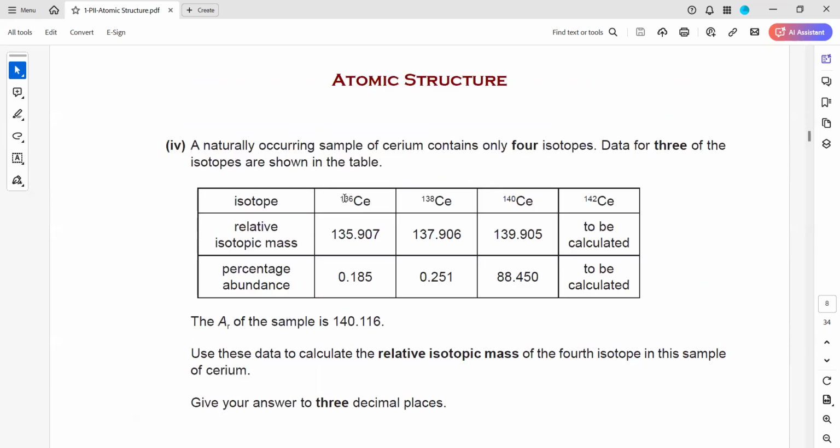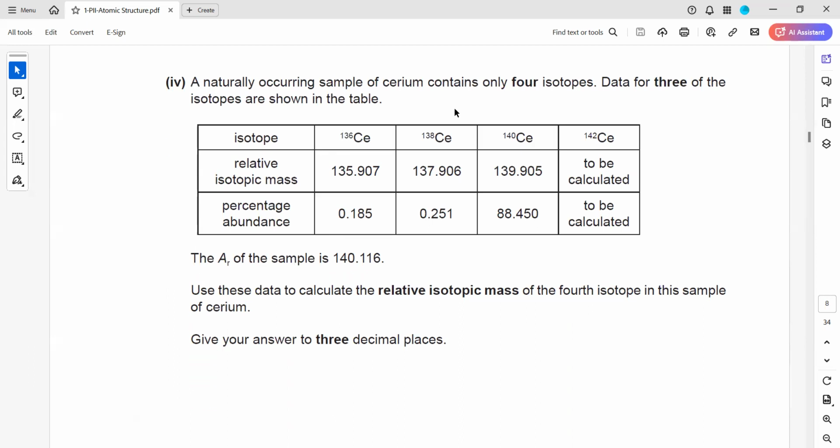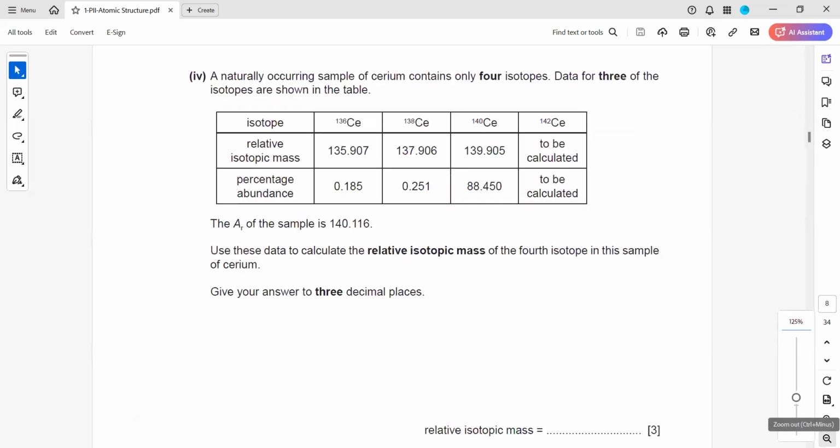The next is: a naturally occurring sample of cerium contains 4 isotopes. Data for 3 of the isotopes are shown, and the relative atomic mass is given. Use these data to calculate the relative isotopic mass.